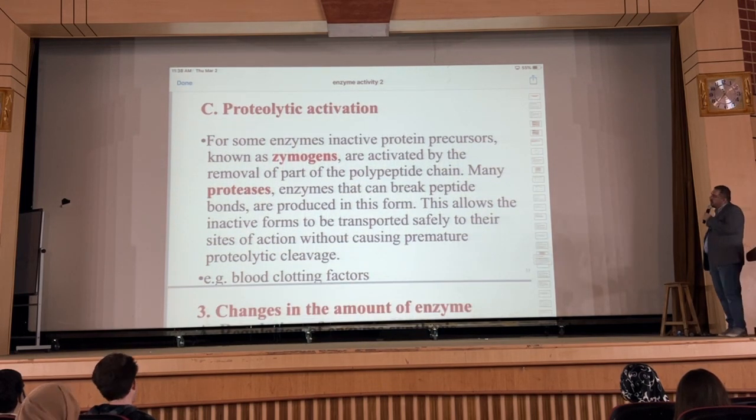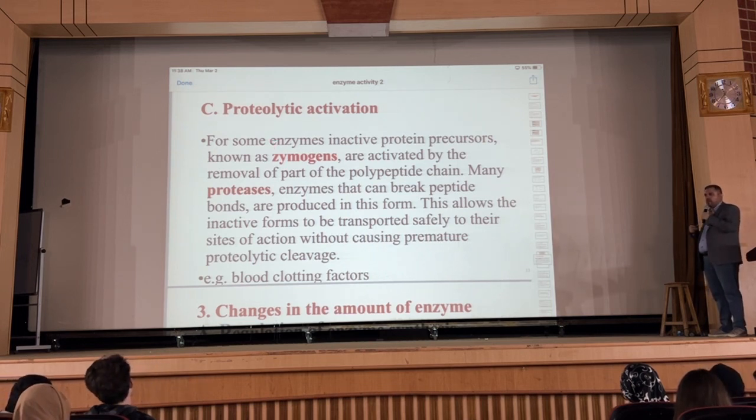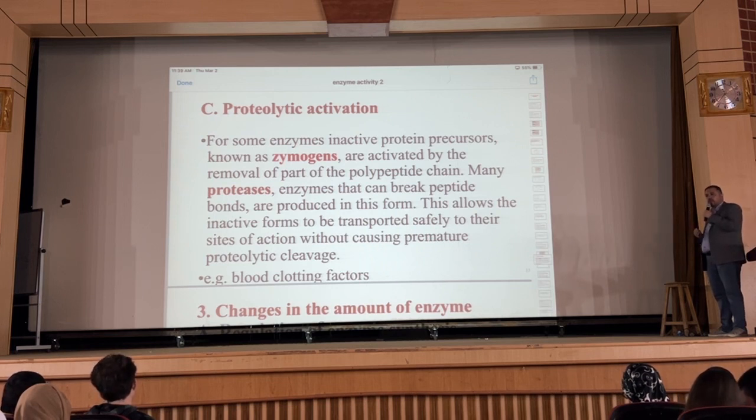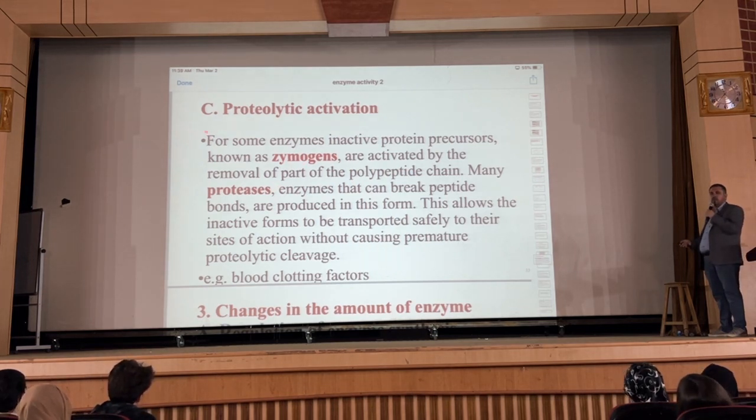Another way of controlling or regulating the enzyme is proteolytic activation. Some enzymes are produced as a larger molecule, called a zymogen, for example, pepsinogen. A larger molecule, a larger sequence of amino acids. A part of this larger sequence is removed to make the more active form, a protease enzyme. For example, here, pepsinogen converts to pepsin.